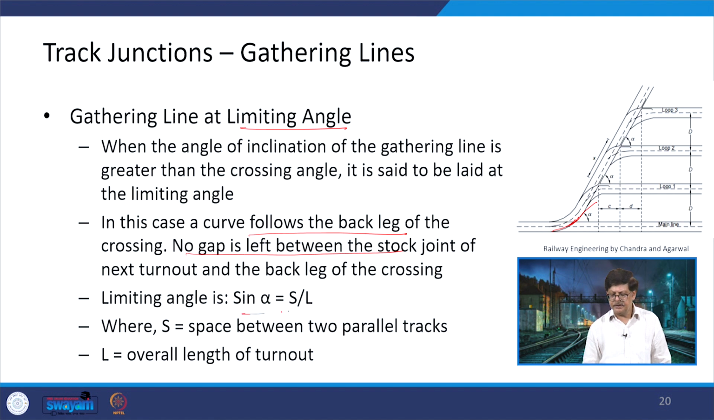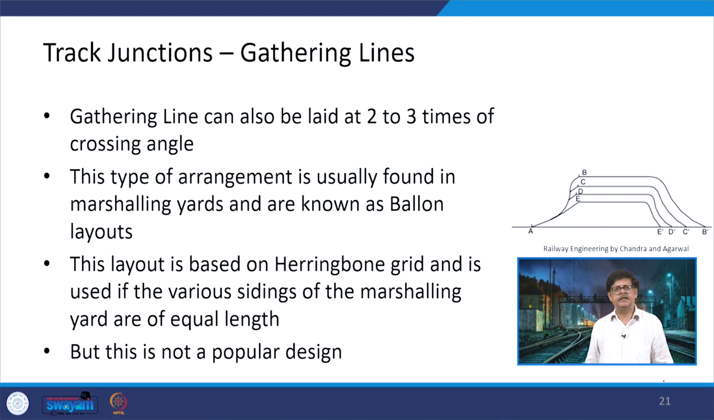The limiting angle is given by sin alpha equals S divided by L, where S is the spacing between the two parallel tracks and L is the overall length of the turnout. So, the overall length of the turnout we can calculate on the basis of the various methods which we discussed in the turnout design. Now, gathering lines can also be laid at 2 to 3 times the crossing angle. This type of arrangement is usually found in the marshalling yards, and that is known as balloon layout.